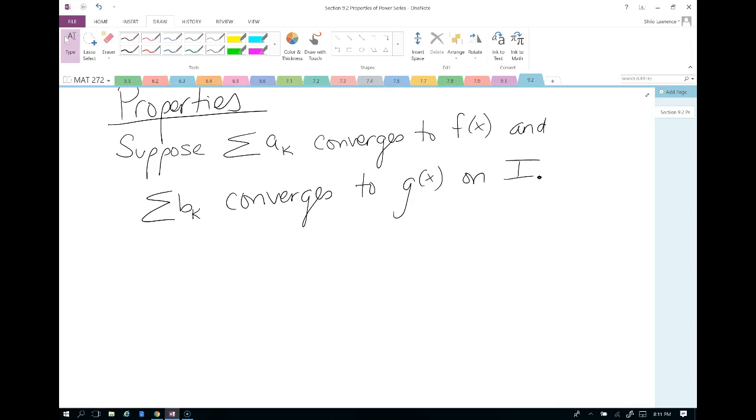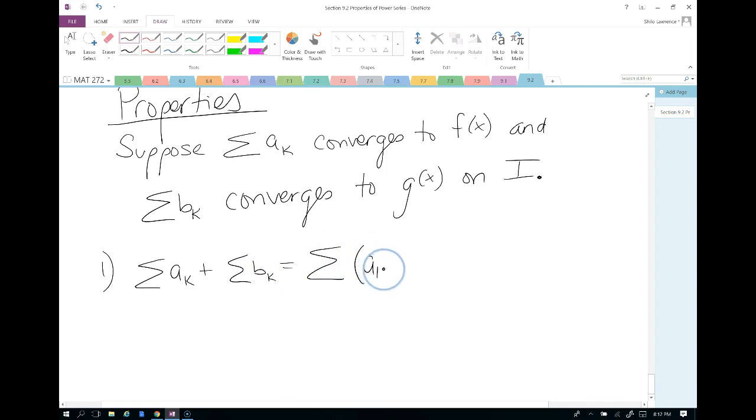So we know just two polynomial infinite series representations here for two different functions f and g. There are lots of different things that we can do with this. The sum of a sub k plus the sum of the b sub k's, we could actually combine these and say it's the sum of a sub k plus b sub k, and this is going to converge to whatever f of x plus g of x is.